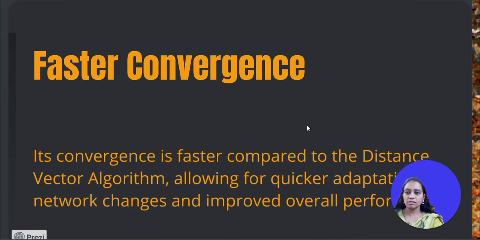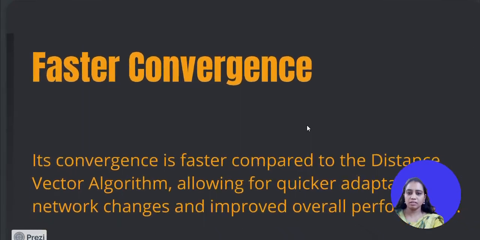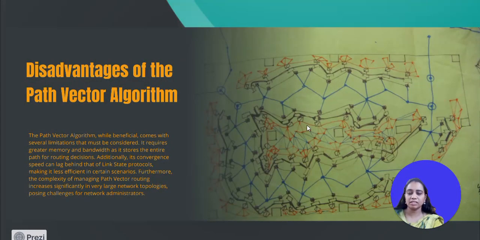Next, we have the disadvantages of the path vector algorithm. Each and everything has its own advantages as well as disadvantages. The disadvantages: it requires more memory because it has to store the shortest path and then find it out. And then bandwidth. For routing decisions, it requires bandwidth. Then if the speed is lagging behind, the protocols, everything, will take a lot of time to find out the shortest path.